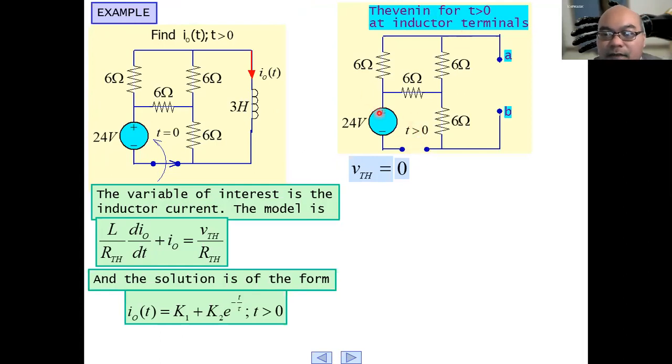So here it is already disconnected. So it means the VTH, the open-circuit voltage, is 0. Why is it 0? Because this is not connected, so no current is flowing through these resistors as well. So that's why the voltage here is also 0.